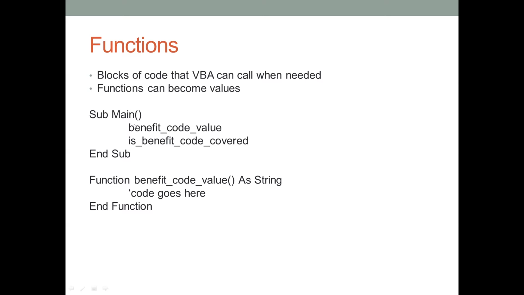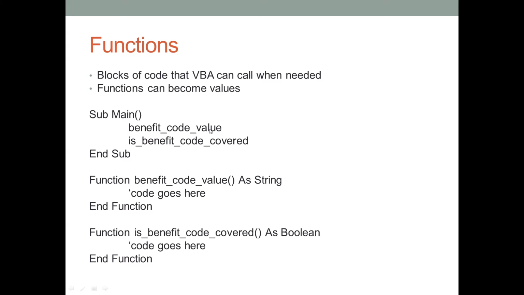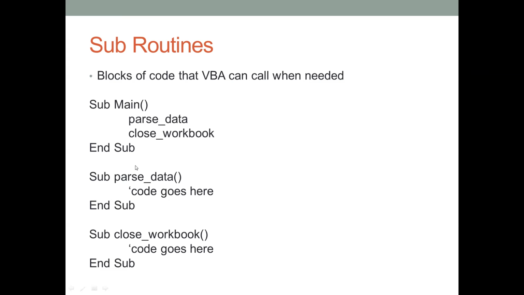When the macro hits this line, it's going to jump down in here. It's going to run this code, and when it pops back up here, benefit code value is actually going to be assigned some value. That's pretty cool. Same here. Notice this one is benefit code covered, and I've got a function down here called is benefit code covered as a Boolean. Boolean, remember, is true or false. So after it runs all this code, it's going to come back and this is going to have a value of true or false. Whereas a subroutine doesn't itself retain a value.